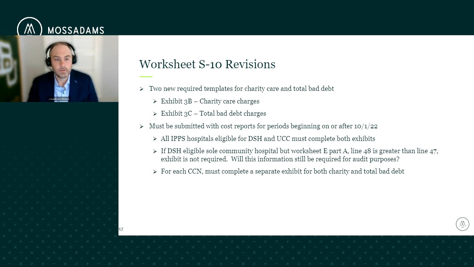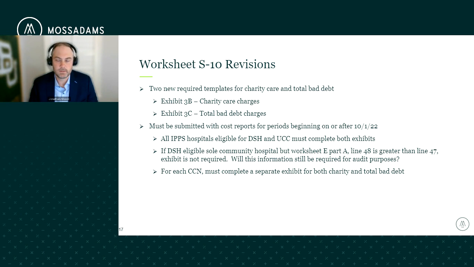Now, to get to the two required templates, there are two new ones for charity care and total bad debt. Before, for charity care, you'd have to provide some demographic information and the amounts. Bad debt really didn't even have a template. Now we have these new templates, and we'll go over them. Again, they're effective for basically your 9/30/23 cost reports and forward.